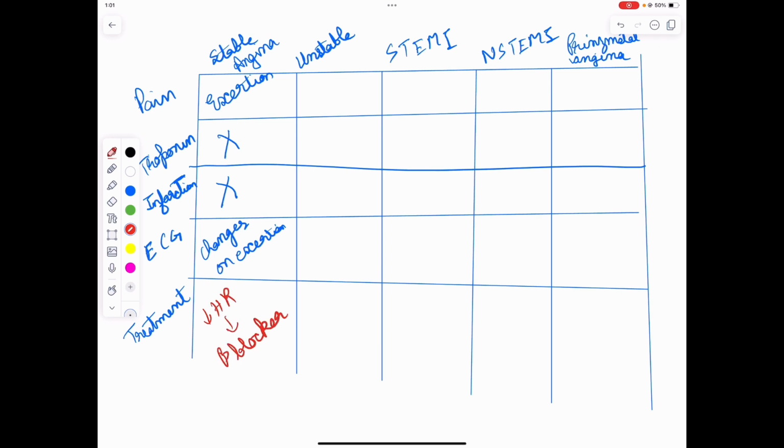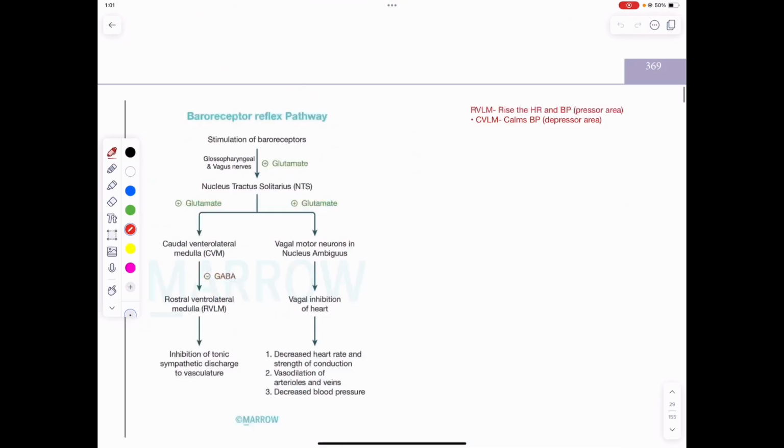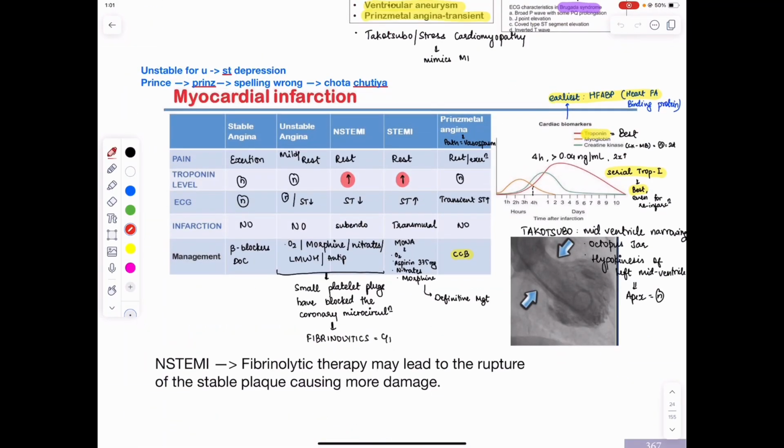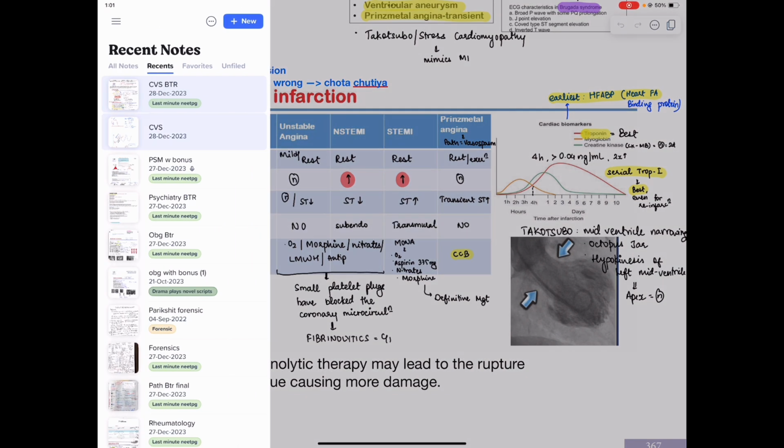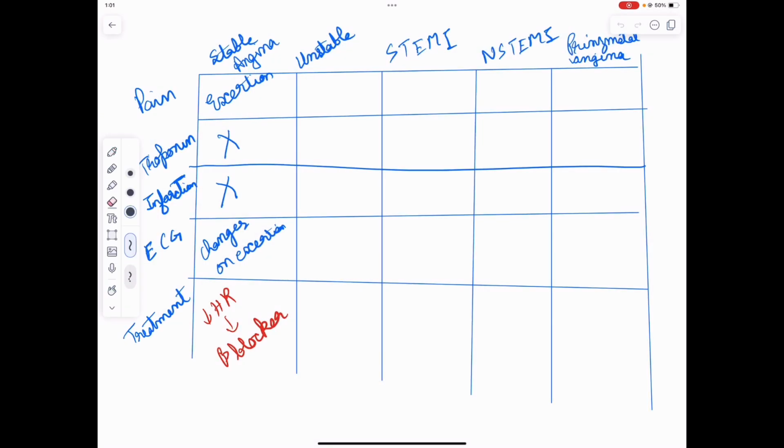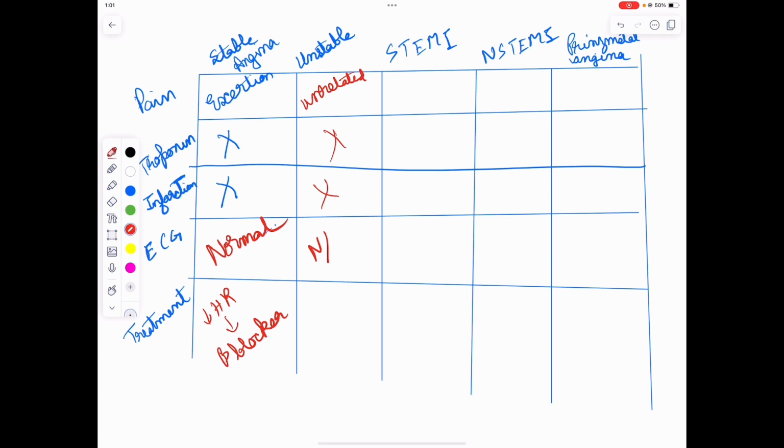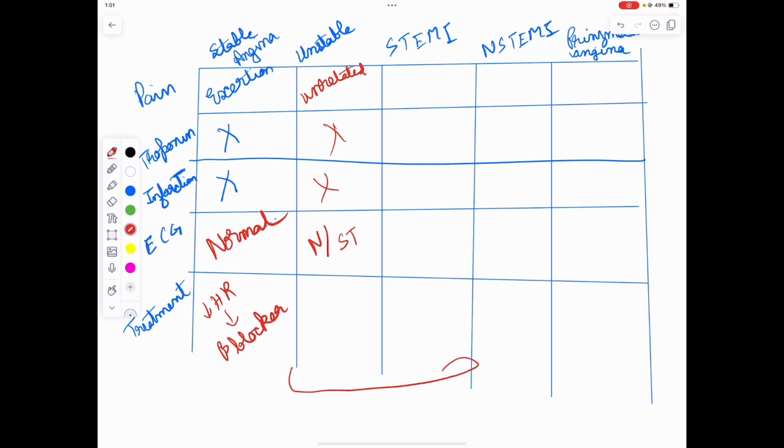Now, unstable angina. There's just a bit of change, that there can be some exertion, but we largely take it as normal. In unstable angina, pain is unrelated to exertion. Again, there is no troponin, there is no infarction. And in ECG, it may be normal or it may show some ST changes. For unstable angina through to ST segment elevation, we will use a common treatment.